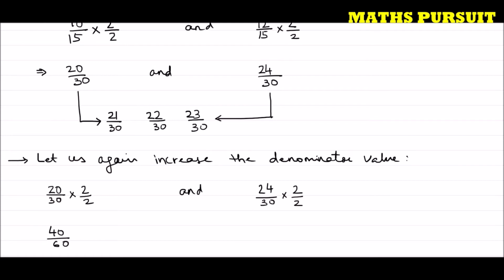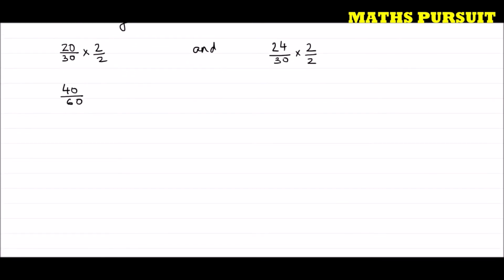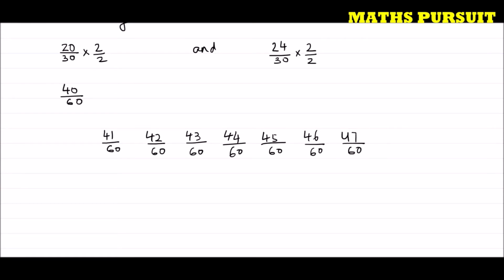Now let us see how many rational numbers we have in between them. 40 upon 60 means we have 41 upon 60, 42 upon 60, 43 upon 60, 44 upon 60, 45 upon 60, 46 upon 60, and then 47 upon 60, and here we have 48 upon 60.